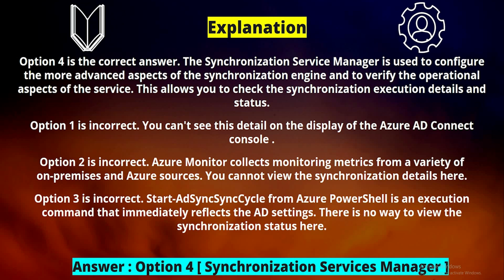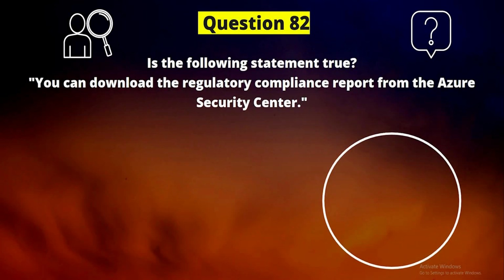Option 2 is incorrect. Azure Monitor collects monitoring metrics from a variety of on-premises and Azure sources. You cannot view the synchronization details here. Option 3 is incorrect. Start-ADSyncSyncCycle from Azure PowerShell is an execution command that immediately reflects the AD settings. There is no way to view the synchronization status here. Question 82. Is the following statement true?